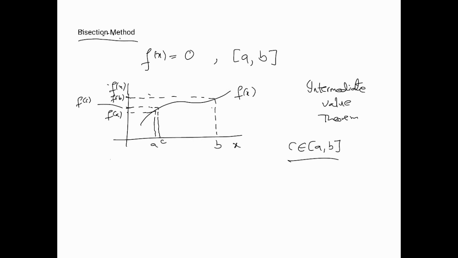Now, one thing to keep in mind, the prerequisite necessary condition of the intermediate value theorem is that f(x) be a continuous function. We will exploit this fact to try to see how we can find the root of an equation. So now let's turn our attention again to the bisection method.